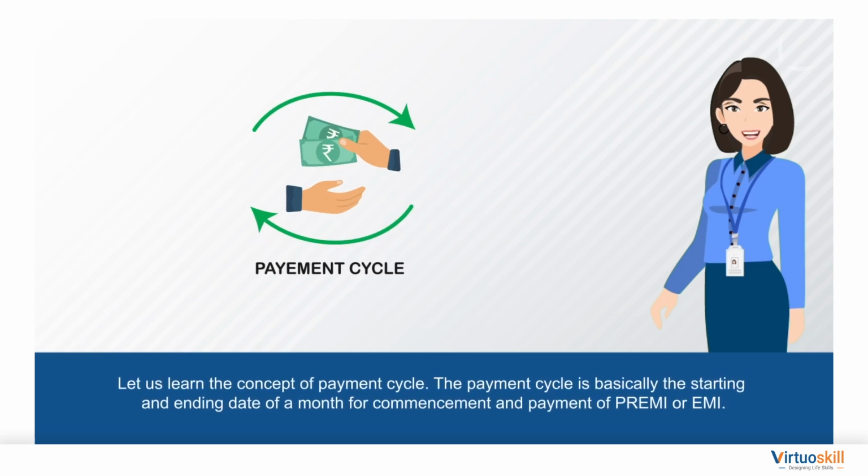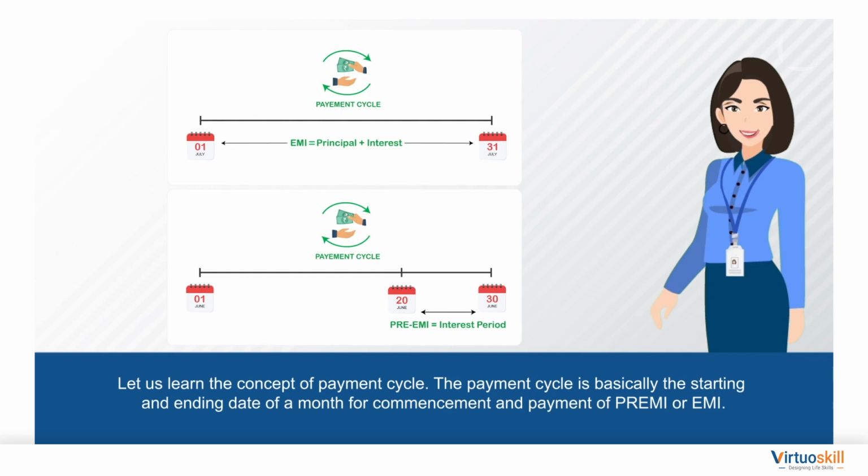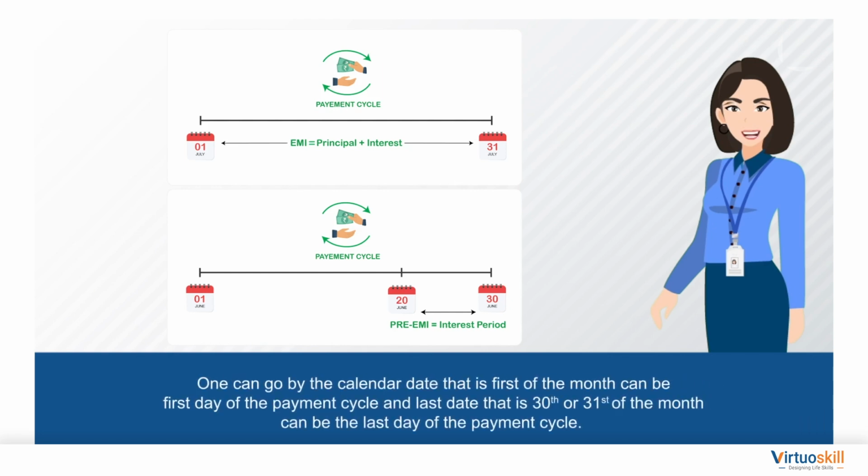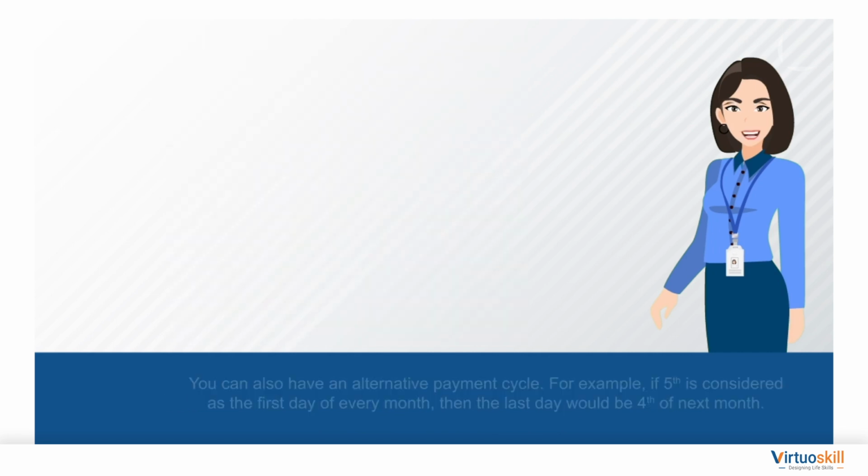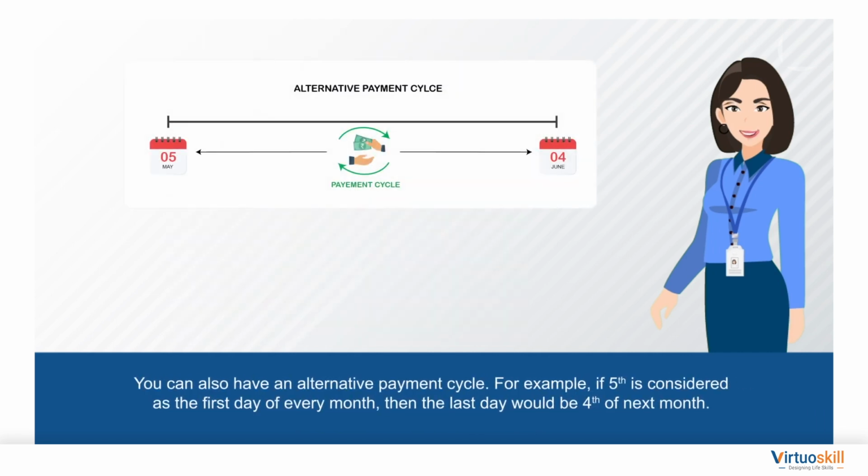Let us learn the concept of payment cycle. The payment cycle is basically the starting and ending date of a month for commencement and payment of pre-EMI or EMI. One can go by the calendar date, that is, first of the month can be the first day of the payment cycle, and the last date, that is 30th or 31st of the month, can be the last day of the payment cycle. You can also have an alternative payment cycle.